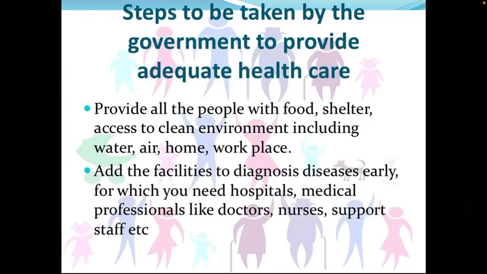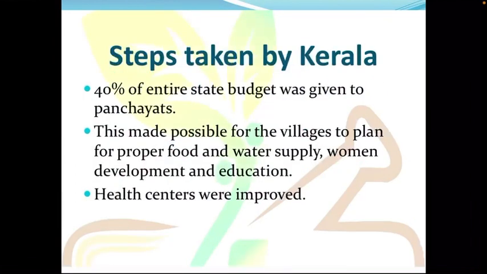Here are the steps that the government should be taking to provide proper health care and equality. First of all, provide all the people with food, shelter, access to clean environment for better and healthy life. Secondly, add the facilities to diagnose diseases earlier, for which we need hospitals, medical professionals like doctors, nurses, support staff, etc. The government needs to increase all these facilities not only in urban areas but majorly in the rural areas.